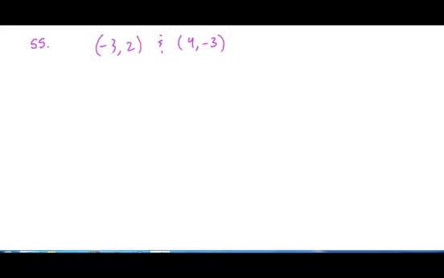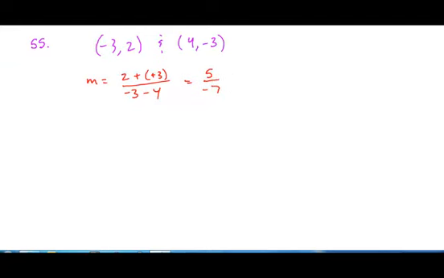In this problem, I'm going to look to write the equation of a line, but I'm going to use standard form this time. So to start with, I still need to find my slope. I'm just going to take the difference of my y's, so 2 minus a negative 3, over the difference in the corresponding x's, negative 3 minus 4. Subtracting is equivalent to adding the opposite, so I get 5 over negative 7.